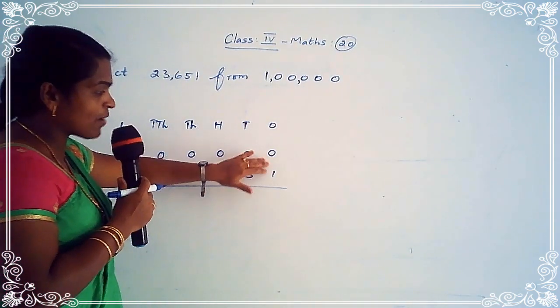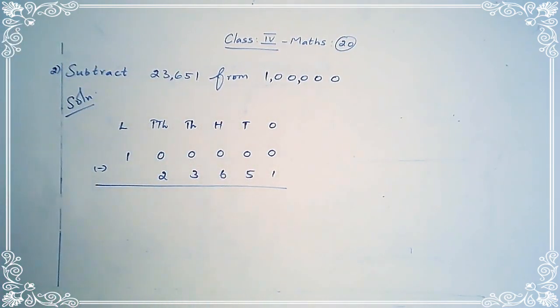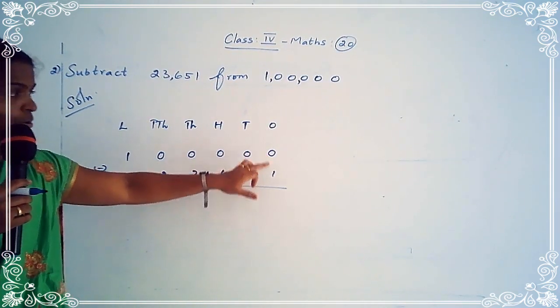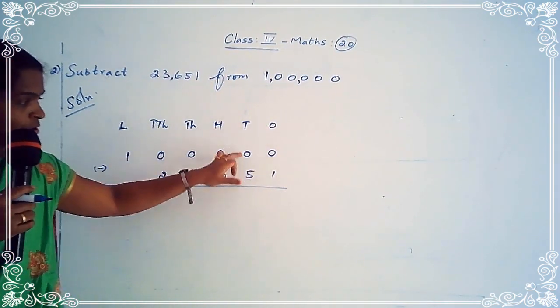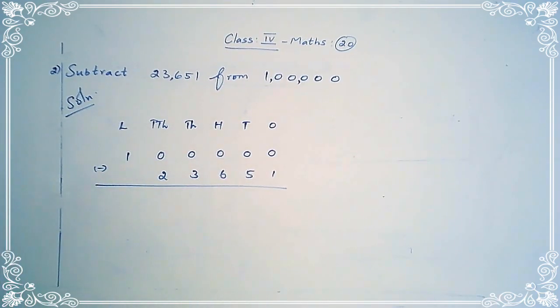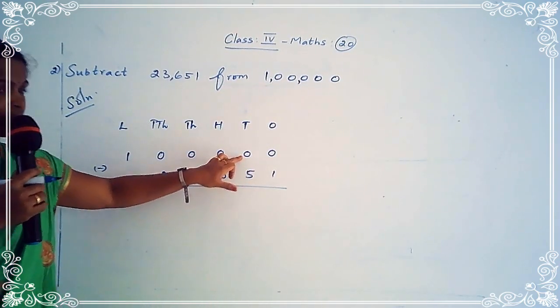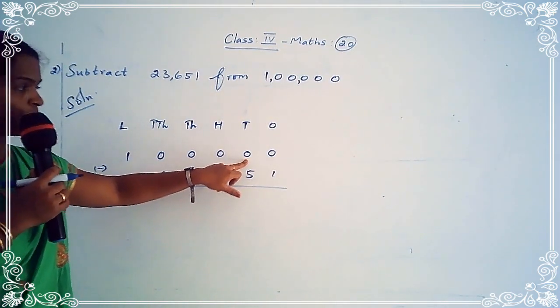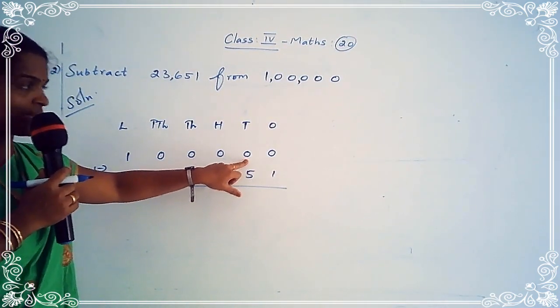Here the ones place has 0 and 1. 0 is smaller than 1, so it cannot be subtracted. So you go to the next place to borrow. Now you go to the tens place. The tens place also has 0. So you go to the hundreds place.